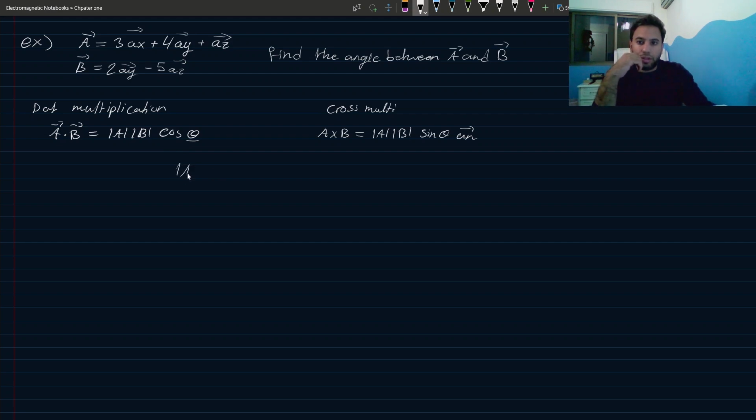So the magnitude of A is equal to the square root of 3 squared plus 4 squared plus 1 squared, and that will be the square root of 26. And the magnitude of B is the square root of 2 squared plus 5 squared, 25 and 4, that will be 29.